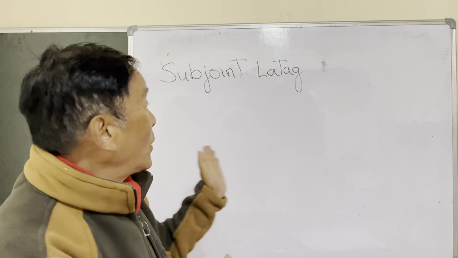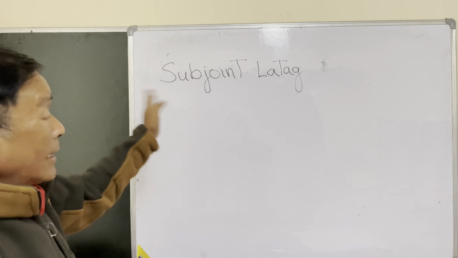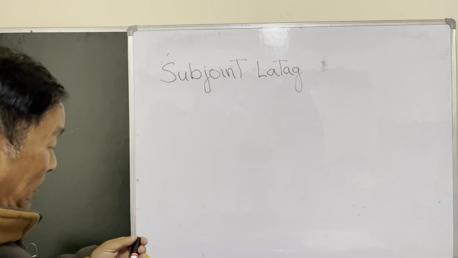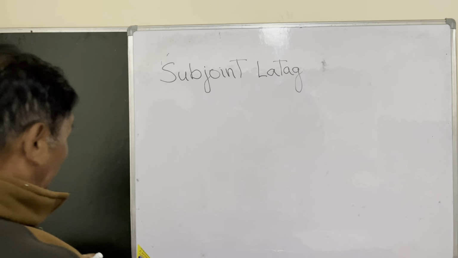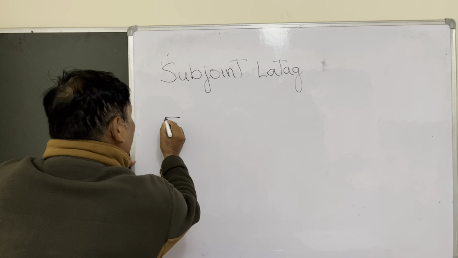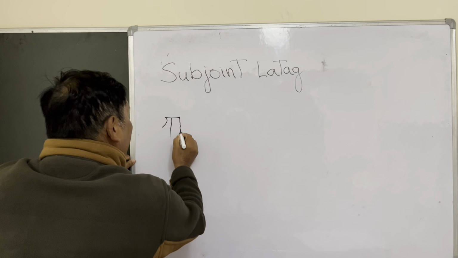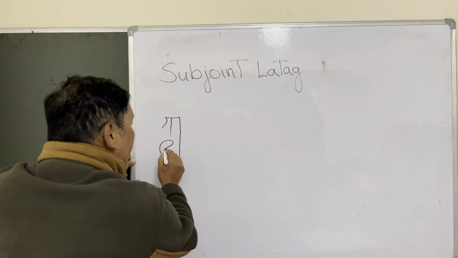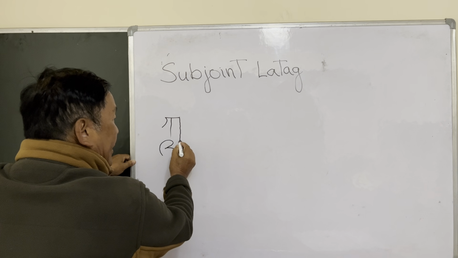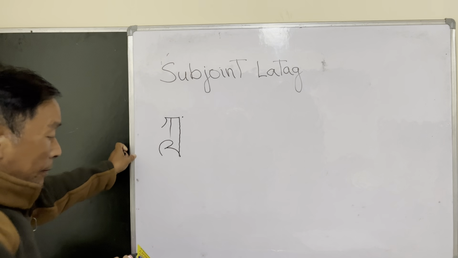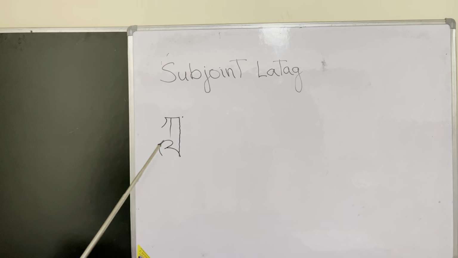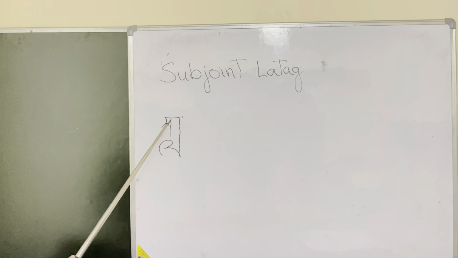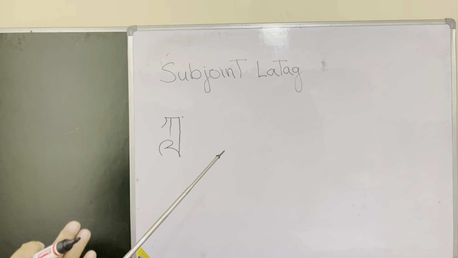That we did yesterday. Today we do latak. And with this, we are done with the subjoints. So latak. This is consonant ka, and we know this is la. This is the la part, right? So we are adding subjoint la to the consonant ka. So how do we read this? Ka la tak, la.